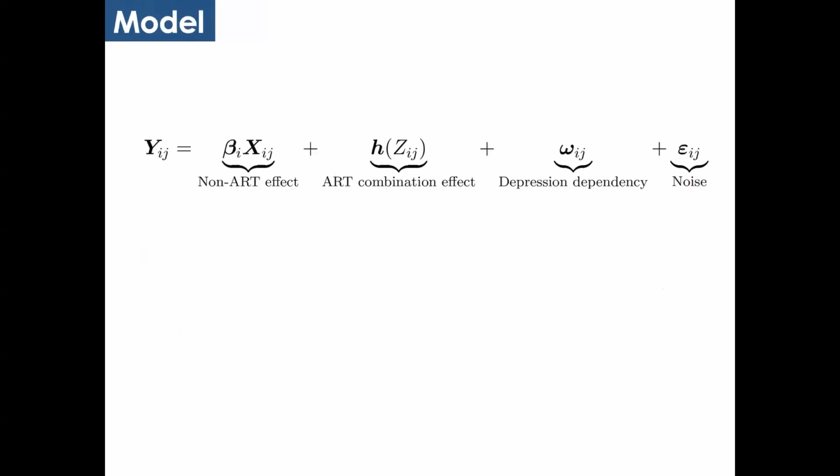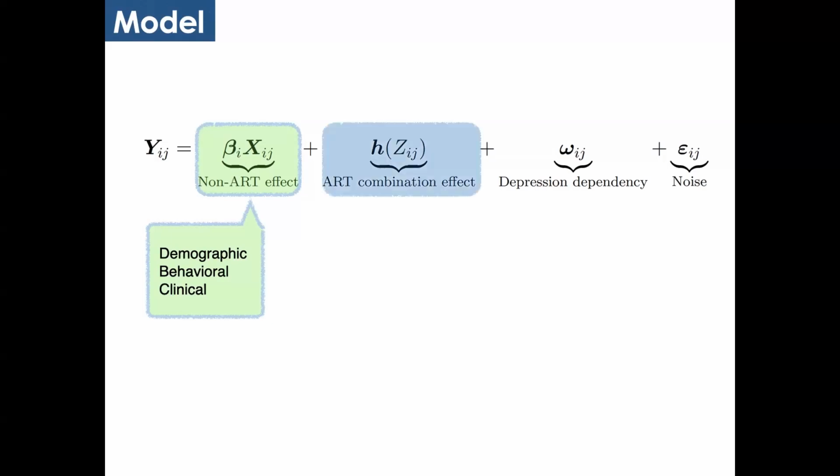Okay, so here is the overall model. We essentially decompose the modeling of Y_ij as a vector into multiple components. The first component we call the non-ART effect. For the non-ART effect, we just adopt a regular linear mixed effect model. It's very standard. We incorporate all the demographic, behavioral, and clinical variables into this non-ART effect part.